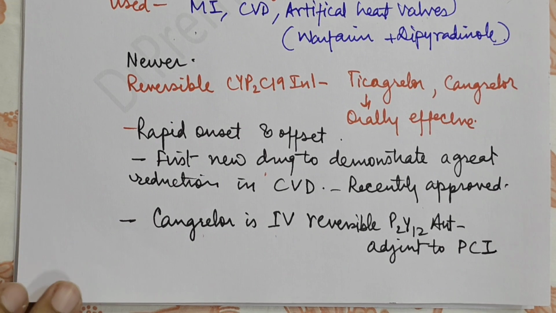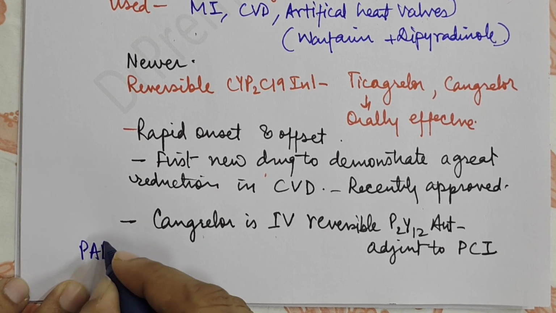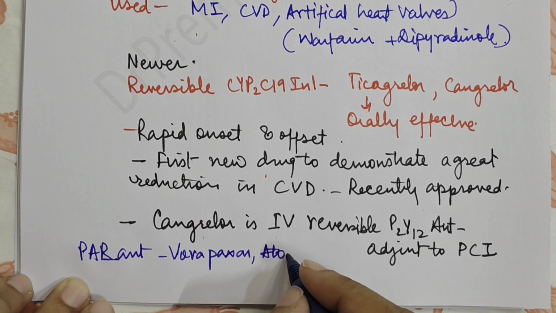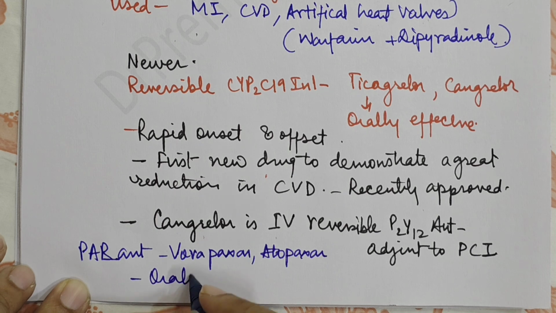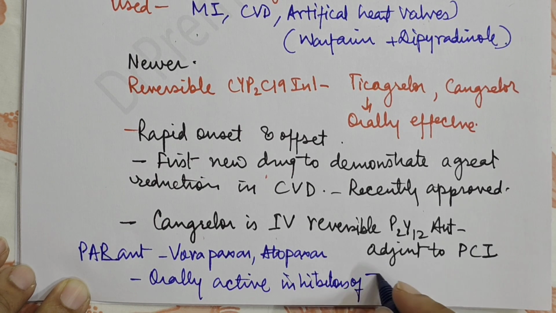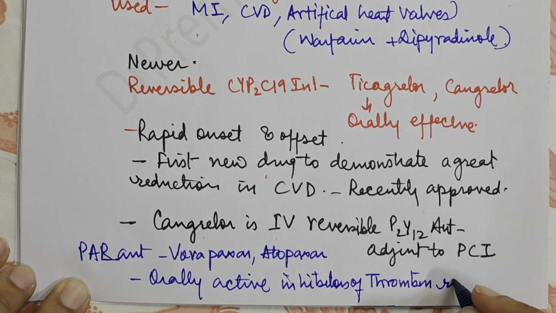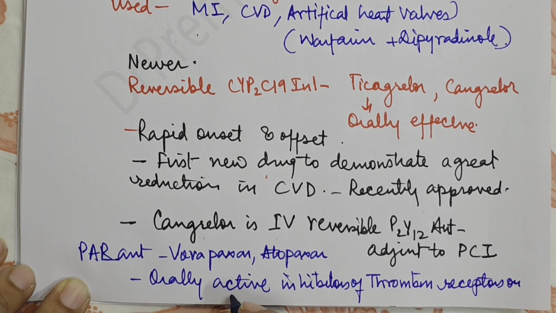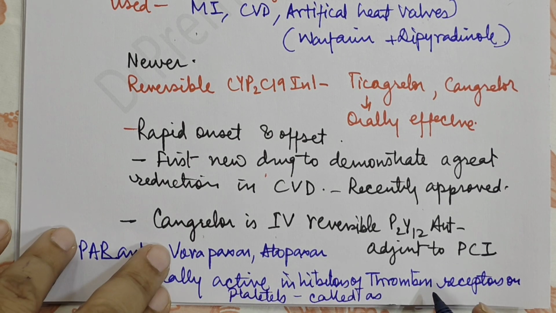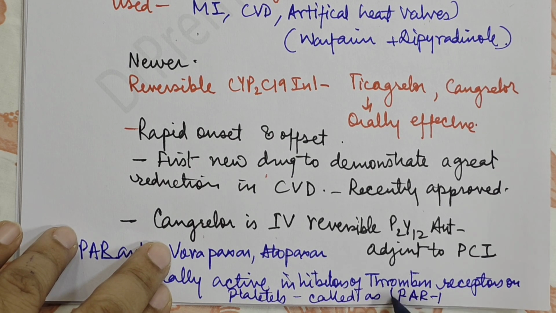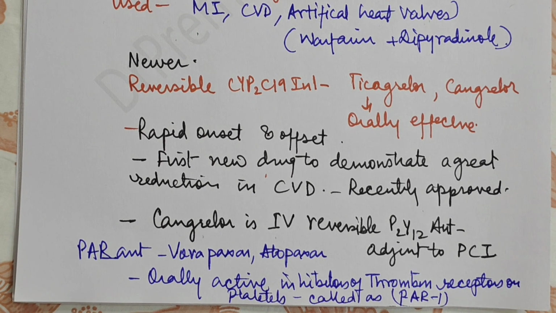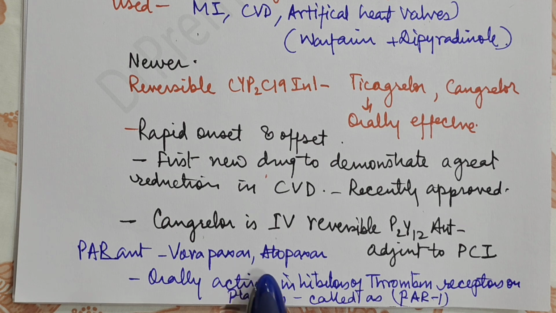Then another new drug class is the PAR antagonists, that is Vorapaxar and Atopaxar. Now these drugs are orally active inhibitors of thrombin receptors on platelets, which is called protease activated receptor 1. That is why they are called PAR antagonists. So they are basically inhibitors of thrombin receptors on platelets, called protease activated receptor 1. So they are PAR antagonists, Vorapaxar and Atopaxar.